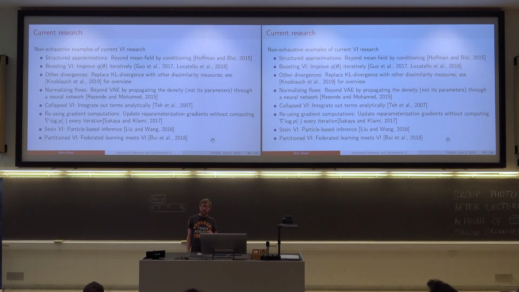Stein variational inference is about bringing in a particle filter type of analogy to variational inference, so keep multiple particles and you're modifying those in order to get a better variational approximation.